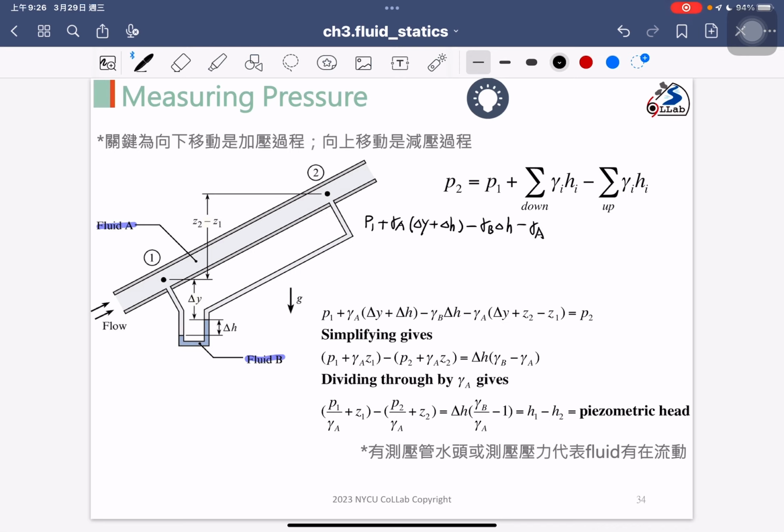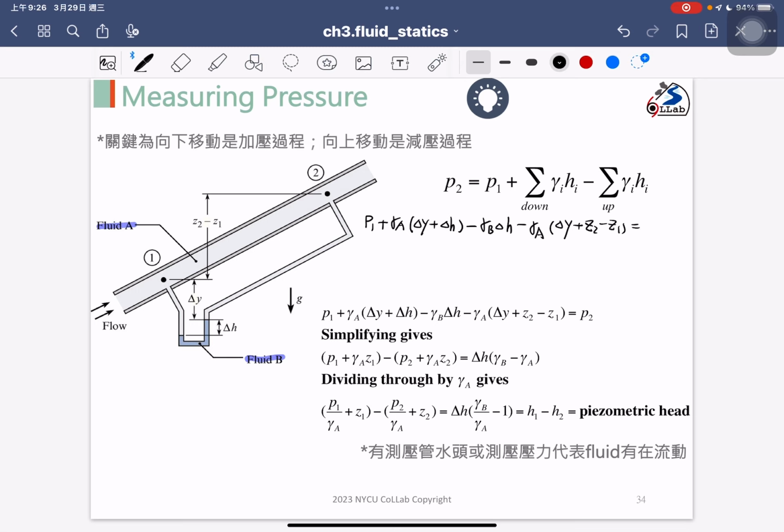And how the elevation changed, we start from here, it is delta Y, and plus the Z2 minus Z1. Okay, plus Z2 minus Z1. So the elevation change is delta Y plus the Z2 minus the Z1.